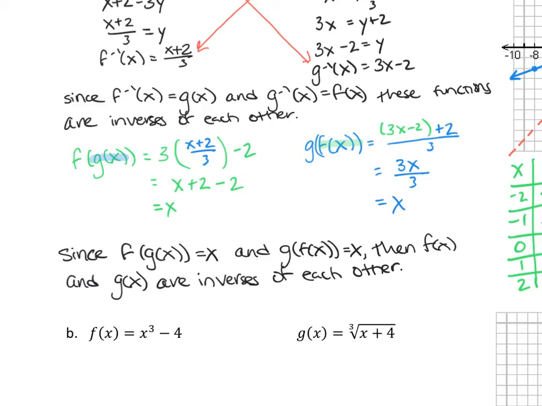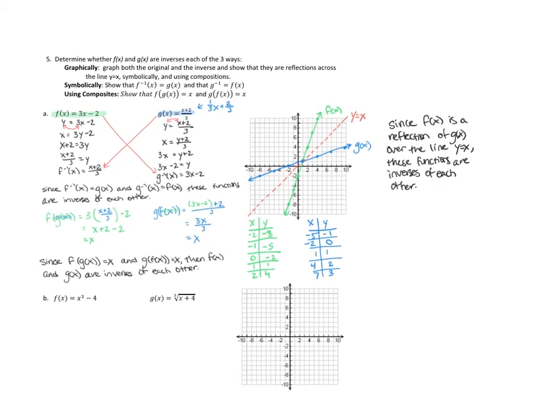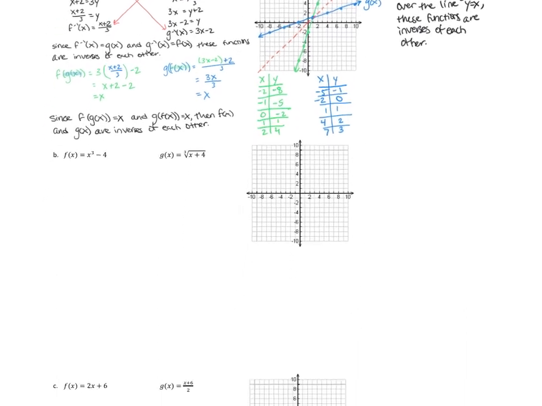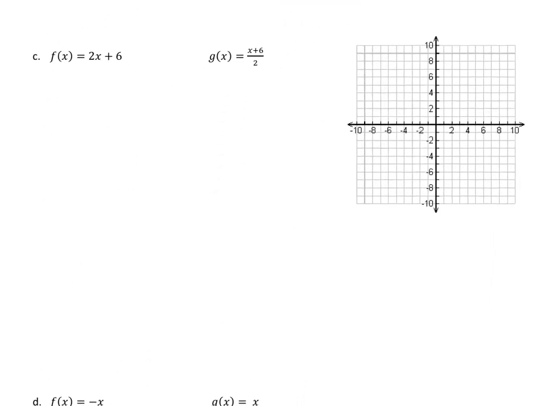And so this was one full problem showing how we can find inverses, or prove things are inverses, through graphing, symbolically, and through composition. So let's try this once more. We're going to move down to problem C right here. Let's do the same thing.